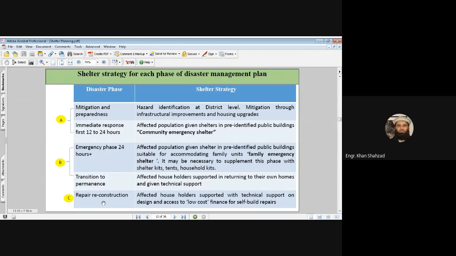Coming towards the repair and reconstruction stage, this is phase C. In this phase, the affected householders are supported with technical support. You have already provided the technical support. You have provided them training on design and access to low-cost finance for self-built repairs. Like you can give them access to banks, or government sector banks, or provide some help. So there is low-cost finance. What is this low-cost finance, Uzair Khan?